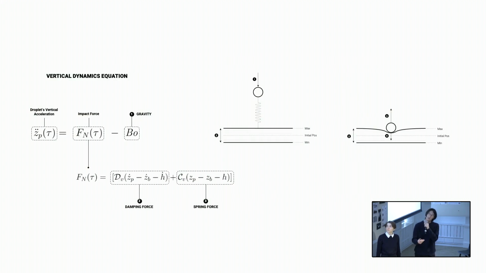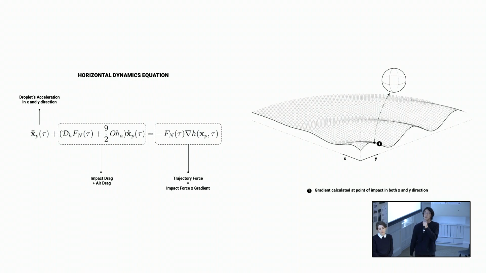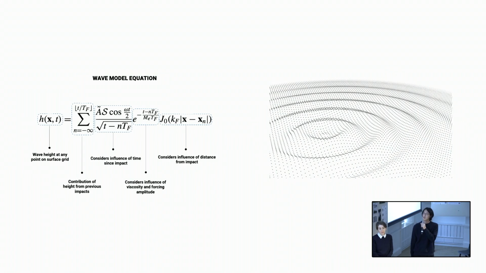So just having a peek behind how we're doing this. We're implementing mathematical models from existing research. So the vertical dynamics is informed by the impact force and the gravity force. And the horizontal dynamics, or the trajectory of it, is dependent on the slope of the wave as it bounces. And the wave underneath the droplet is modeled through an equation that calculates the height of each point on this mesh surface over time.